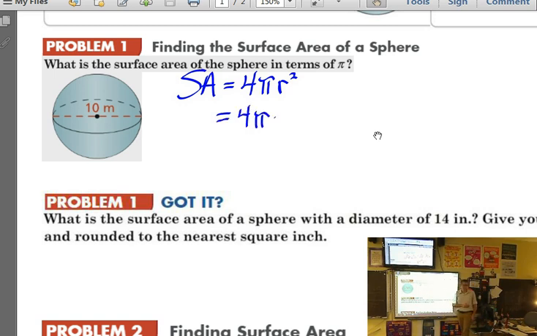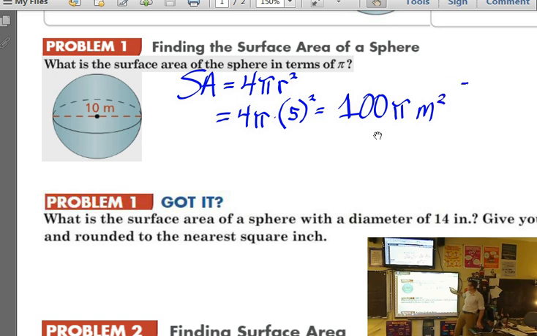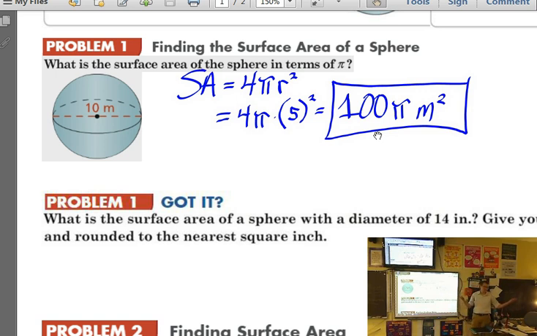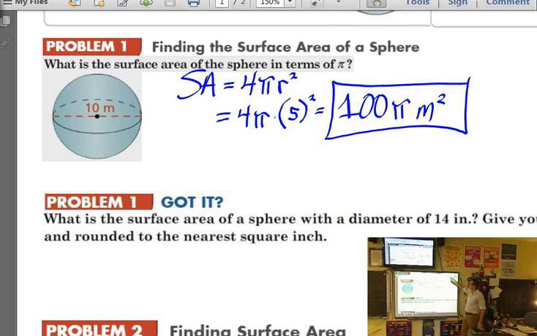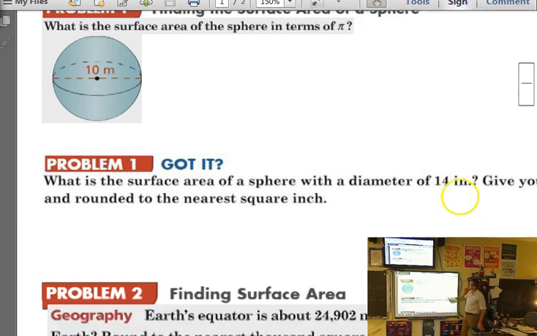So then, what is my radius here? 5. Sorry, Brian, Caleb, thank you for raising your hand. 5 squared. Just go ahead. Times 4. 100. We get 100 pi meters squared. Careful, I heard a cube there. So, approximately in decimal form, this would be about 314 meters squared, if we wanted decimal form. Wait, meters. Oh, yeah.